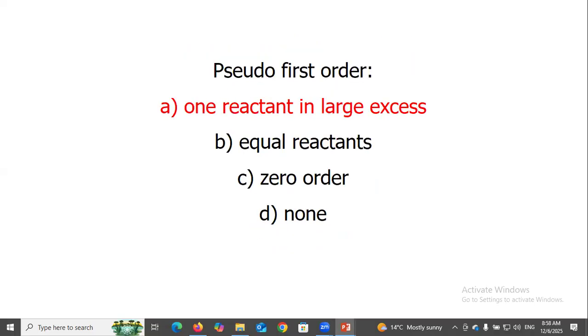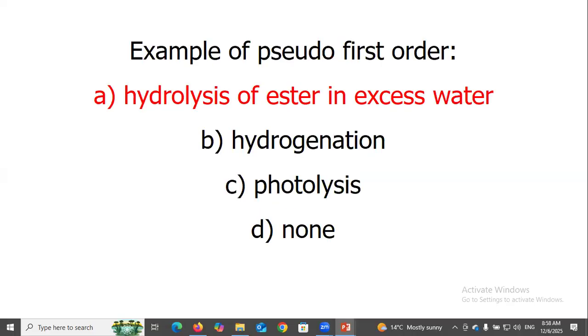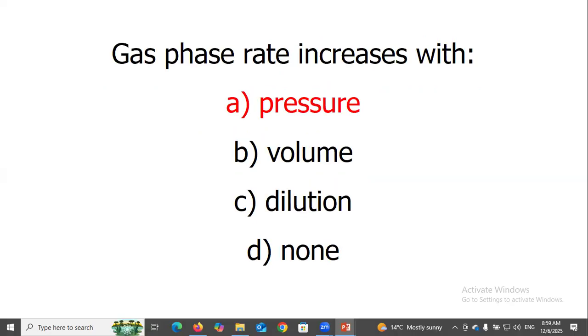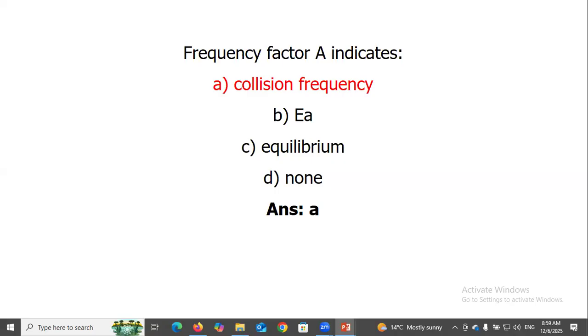Pseudo first order: one reactant is in large excess, equal reactants, zero order, none. Correct option is option A, one reactant in large excess. Examples of pseudo first order: hydrolysis of ester in excess water, hydrogenation, photolysis, none. Correct option is option A, hydrolysis of ester in excess water. Gas phase rate increases with pressure, volume, dilution, none. Correct option is option A, pressure.